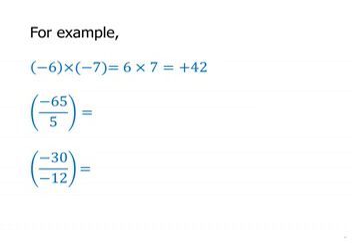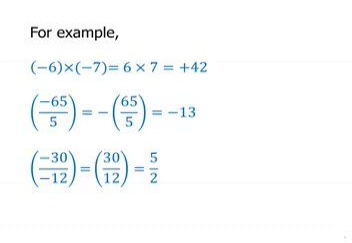Negative 65 over 5, that's going to be negative. And of course, 65 divided by 5 goes 13 times. And so this is just negative 13. In the last one, negative 30 divided by negative 12. Well, negative divided by negative is going to be positive again. It's going to be the positive fraction, and then we can reduce that fraction to 5 halves. And we'll talk more about fractions in the next module.